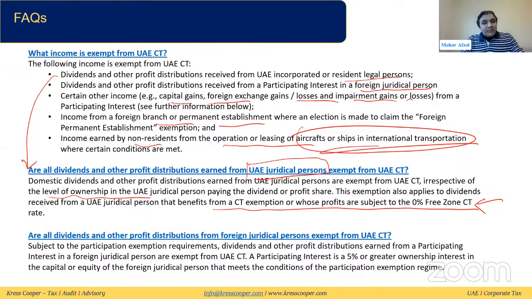All dividends and other profit distributions from a foreign juridical person are exempt from the UAE corporate tax. All dividends and profit distributions received from a foreign juridical person. The first one was the local resident juridical person.